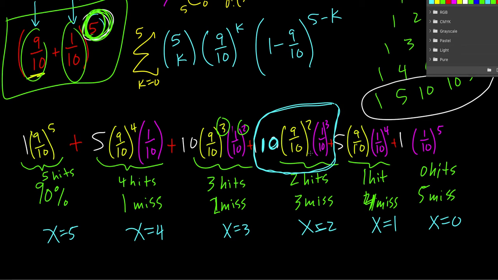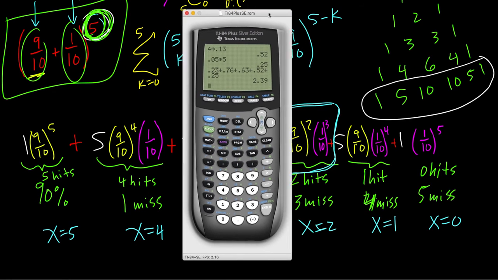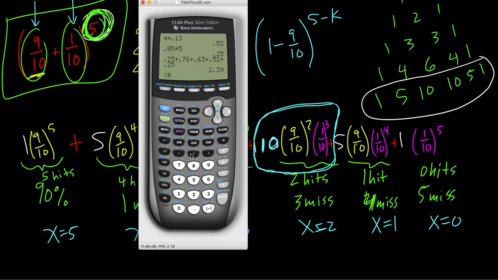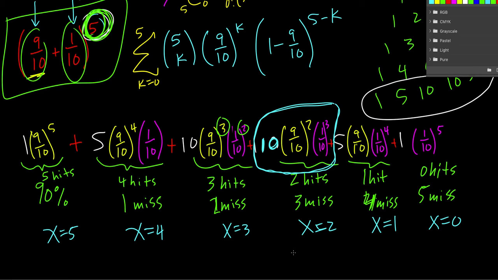And so if we just plug that into a calculator, so first I'm going to do the 1/10 raised to the 3, and I'm going to times that by 9/10 squared, and I'm going to times that by 10. Okay, so there's 0.0081. And that is the probability that he will hit 2 targets.